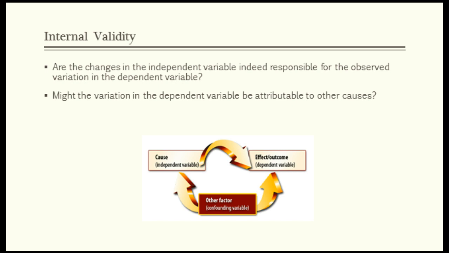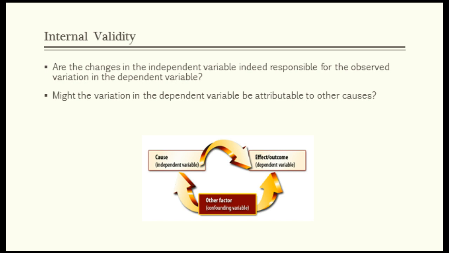So one of the other things we want to think about is, might the variation in the dependent variable be attributable to other causes? So are there extraneous variables interacting or interfering in our study? Is the evidence for such a conclusion, or the conclusion that we come to in our study, good or poor?